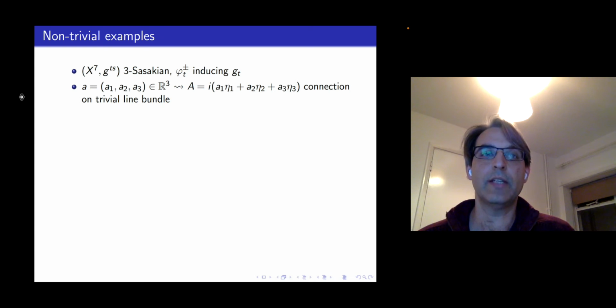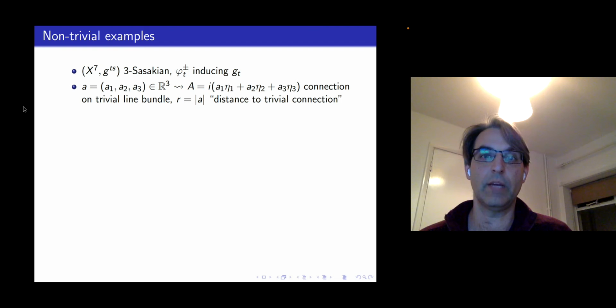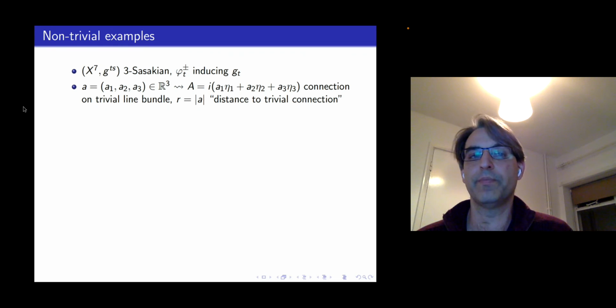And there's one last piece of data, which is I'm going to define the size of A, just the Euclidean norm of A. I'm going to call that R, and I can think of that as the distance to the trivial connection, because when R equals 0, A equals 0, that means I'm taking the trivial connection on the trivial line bundle. And so the question is, when is this connection a DG2 instanton?